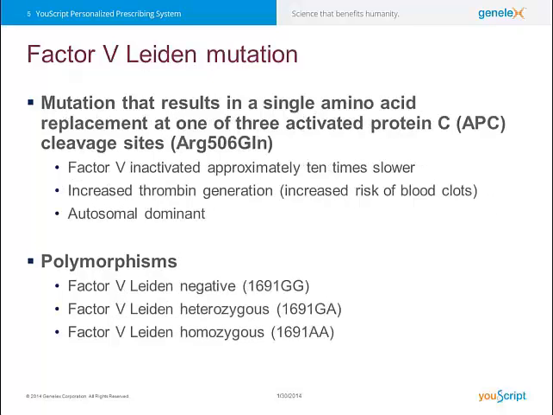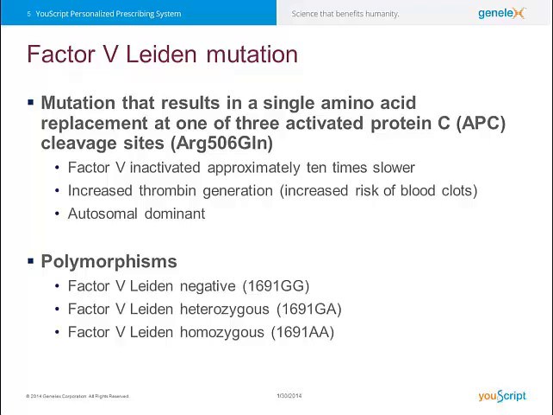The Factor V Leiden mutation is a bit different than the Factor II mutation. It is a mutation that results in a single amino acid replacement at one of three available activated protein C cleavage sites. Activated protein C can no longer cleave Factor V at that specific site, which results in Factor V being inactivated approximately 10 times slower than normal. So thrombin continues to be generated, and this places the patient at increased risk of blood clots. Factor V Leiden is also inherited in an autosomal dominant manner.